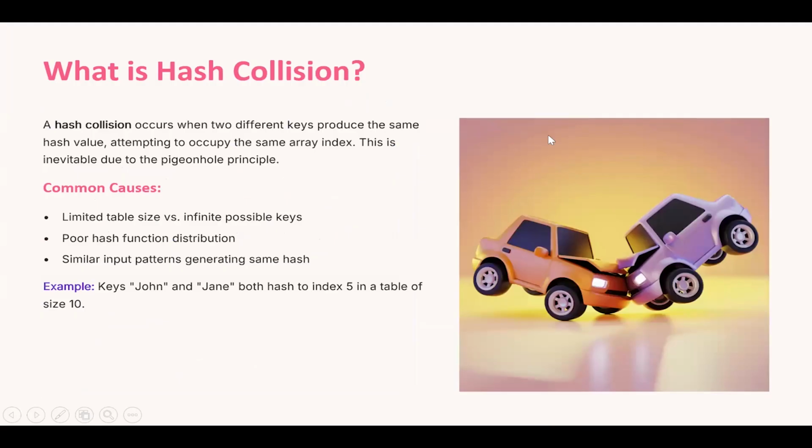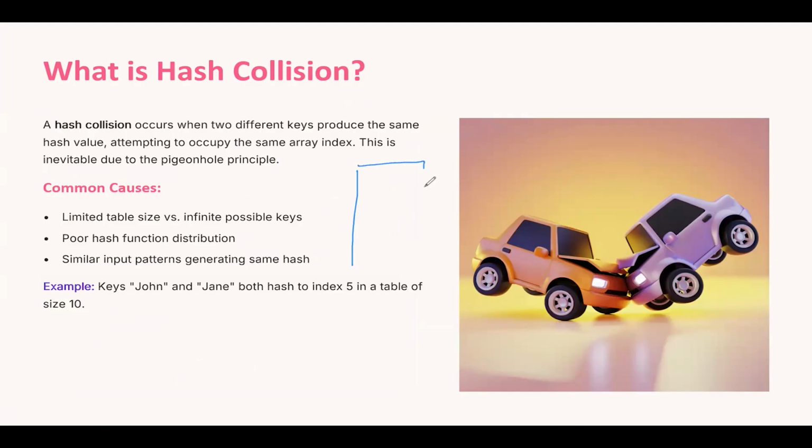Now, once we know what a hash table is, what a hash function is, and how it works, there is also a problem associated with hashing called a hash collision. A hash collision occurs when two different keys produce the same hash value.